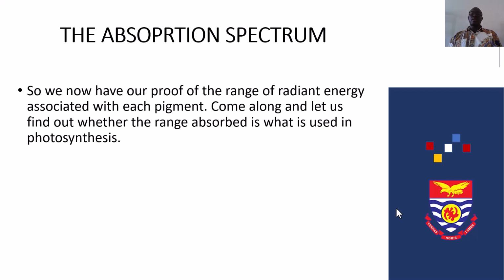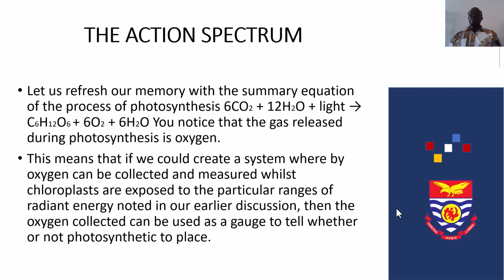Come along and let us find out whether the range absorbed is what is used in photosynthesis. Let us refresh our memory with the summary equation of the process of photosynthesis: 6 molecules of carbon dioxide plus 12 molecules of water plus light, giving us glucose plus 6 molecules of oxygen and 6 molecules of water. You notice that the gas released during photosynthesis is oxygen.